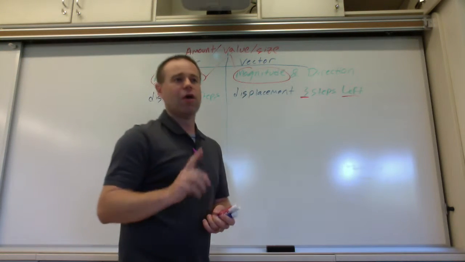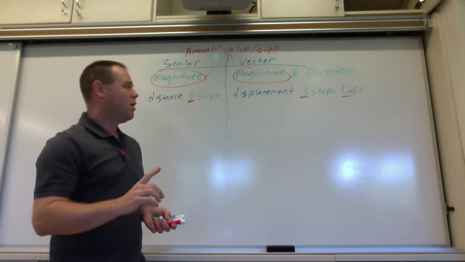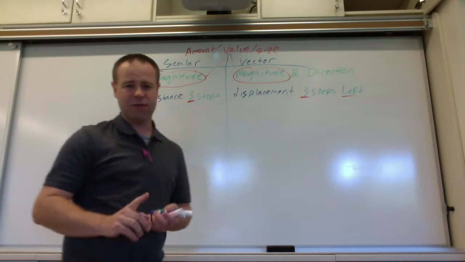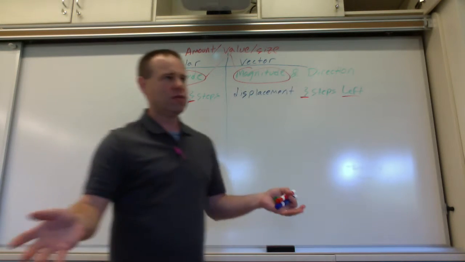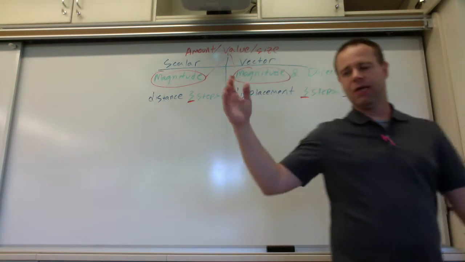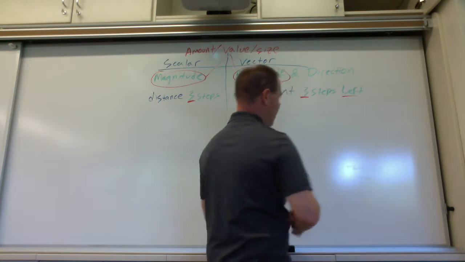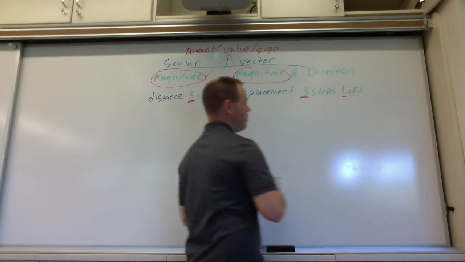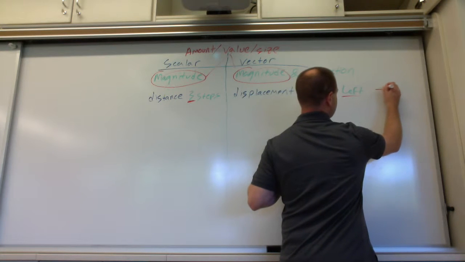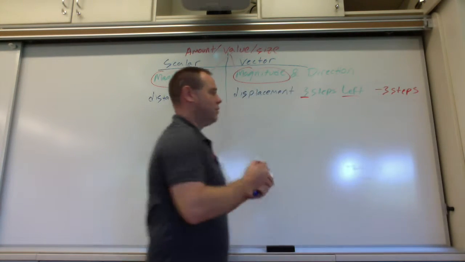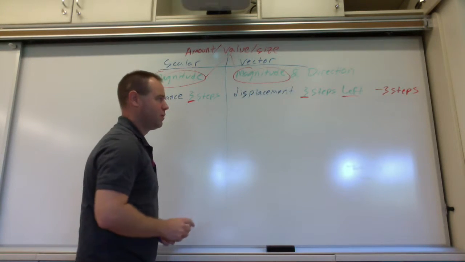Now in physics, we're going to be doing a lot of math, and the way we represent direction with math in physics is with a positive or negative. So as you would guess, to the left is the negative direction. So instead of calling this 3 steps left, we will usually call this negative 3 steps. And that negative sign tells us the direction, that tells us to the left.